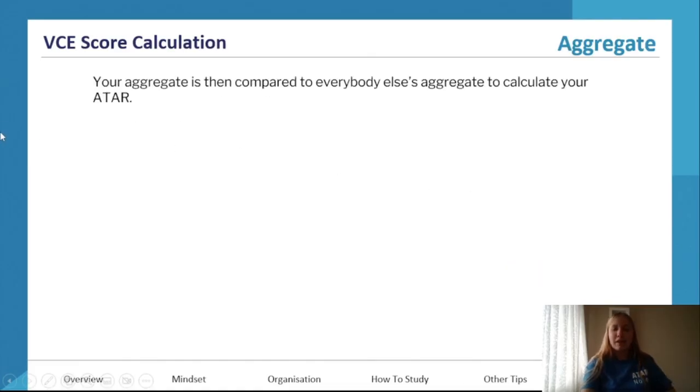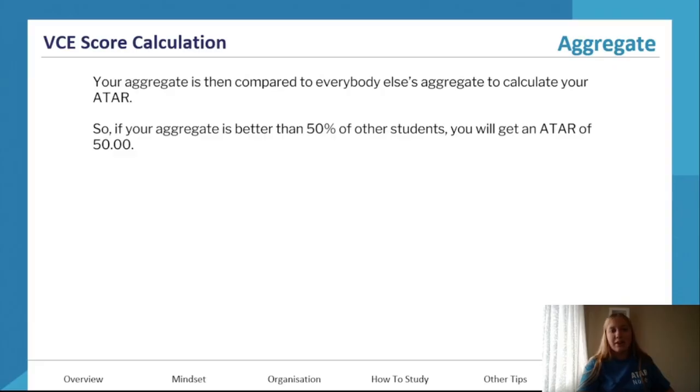So how it works from here on, your aggregate is then compared to everybody else's aggregate to calculate your ATAR, meaning everybody else in the state doing VCE. So if your aggregate is better than 50% of students, you would get an ATAR of 50. That would mean you're completely in the middle. If we put it on a bell curve, you're right there, right in the middle. There's just as many students that scored less than you, and just as many students that scored better than you.